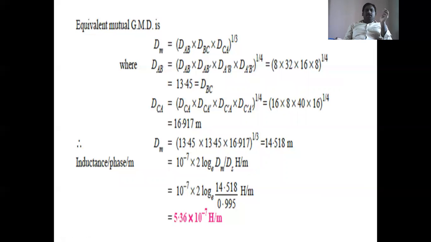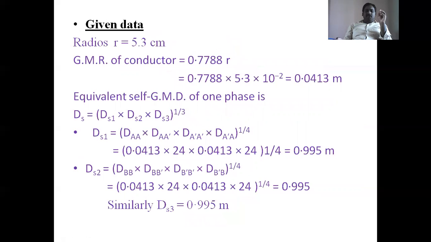So like that we can calculate Ds3. Ds3 means Dcc', Dc'c', Dc'c, and at the same time Dcc. Like that we have to calculate here. So here self means Da'a', Daa', Dbb', Dcc', Dp'p', Dc'c'. The GMR of the conductor is 0.0413 meter. So that's why you can calculate the equivalent self GMD of one phase, right?